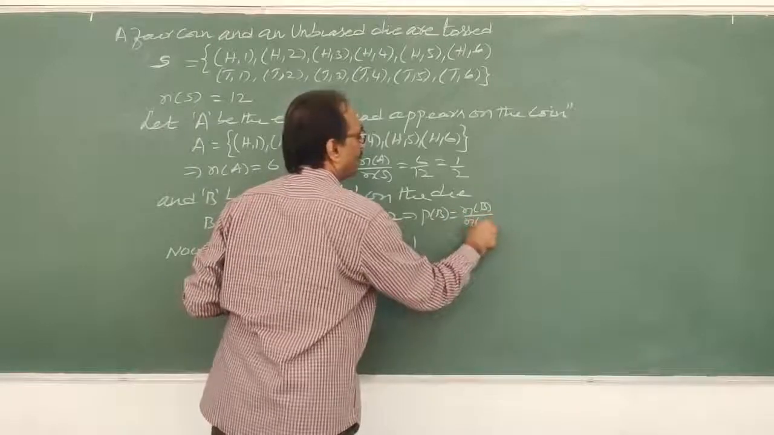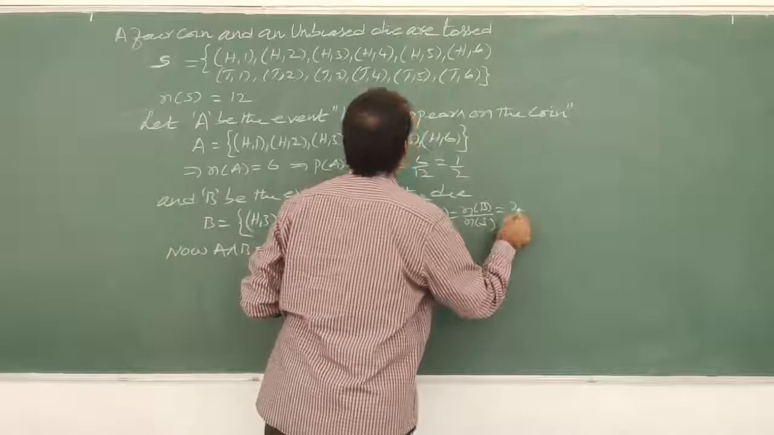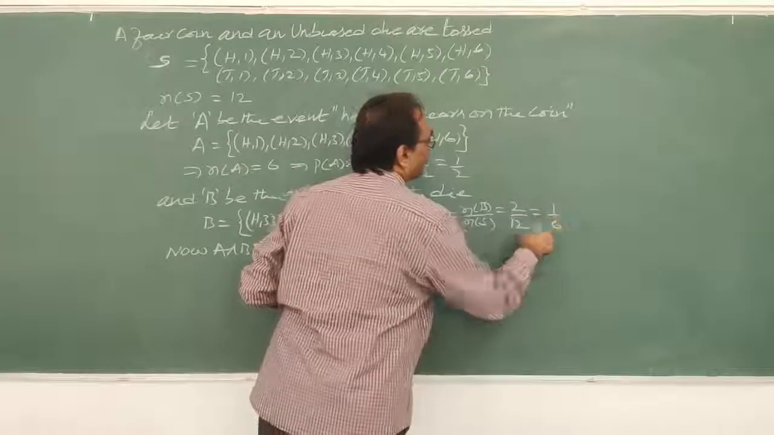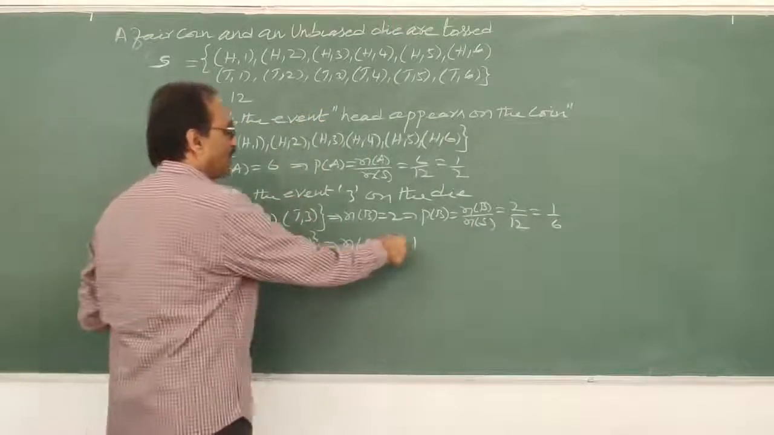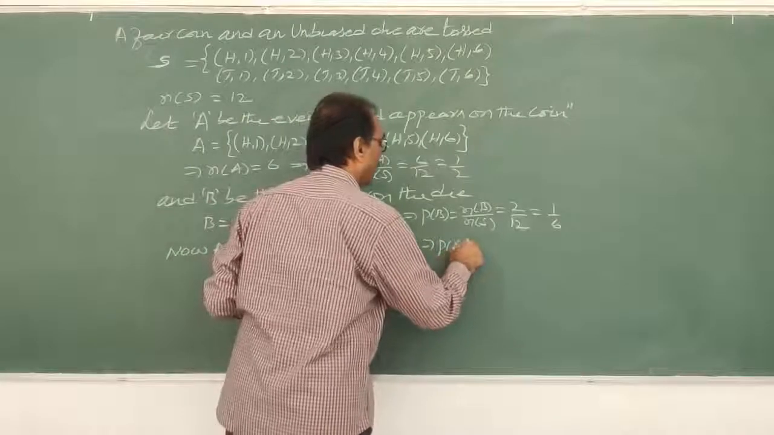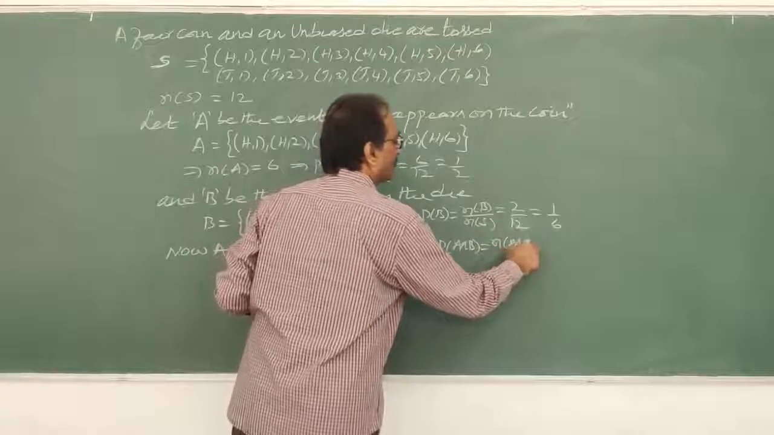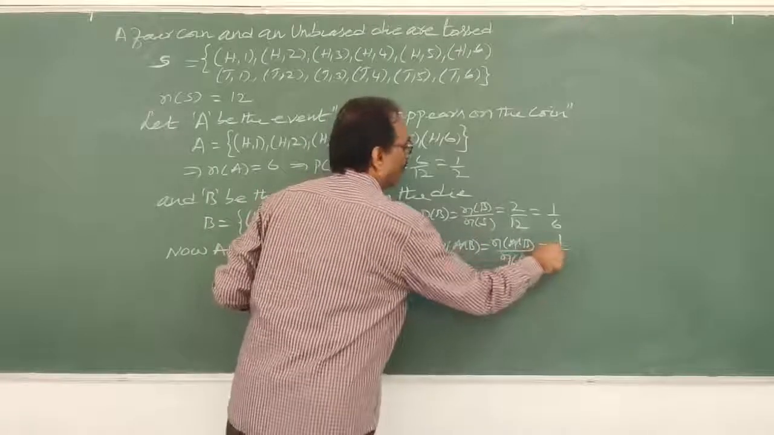I am writing everything because you have to write an exam. That is the reason I am writing everything. 2 by 12, which is 1 by 6. The probability of B is equal to 1 by 6. Now N of A intersection B is equal to 1. This implies P of A intersection B is N of A intersection B by N of S, which is 1 by 12.